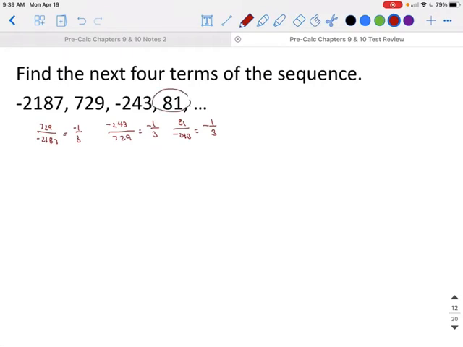So if we do 81 times negative 1/3, or 81 divided by negative 3, that's going to give us a negative 27. Negative 27 divided by negative 3 gives us a positive 9. 9 divided by negative 3 gives us a negative 3. And negative 3 divided by negative 3 gives us a 1. So the next 4 terms in the sequence will be negative 27, 9, negative 3, and 1.